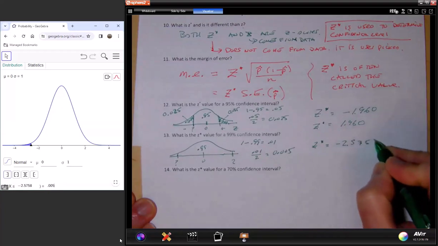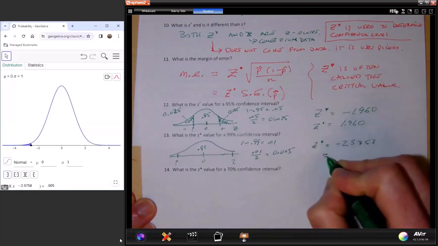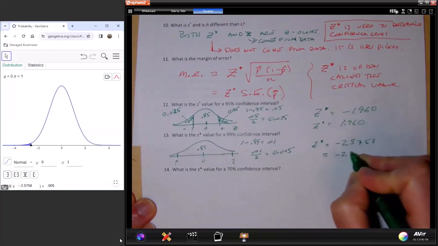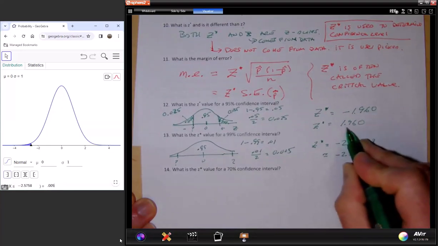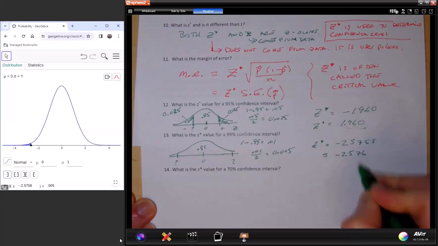You can see that's 2.58. I'm going to just use the traditional value, like you see in textbooks, 2.58, and then it's rounded to 3 decimal places. So usually, I don't know why, but they just go 3 decimal places and call that good enough.